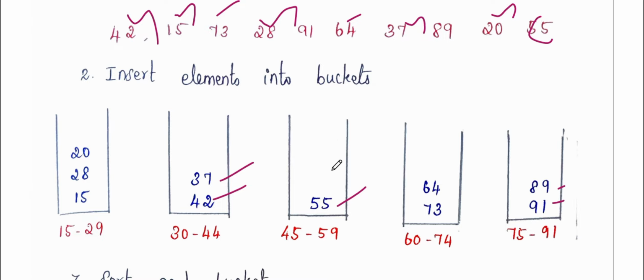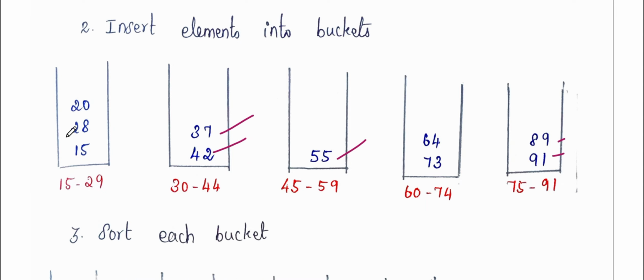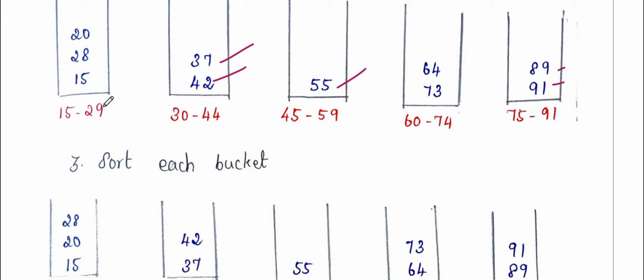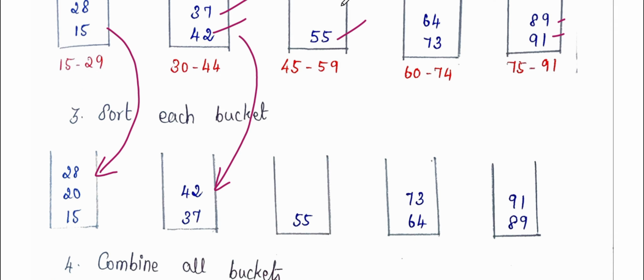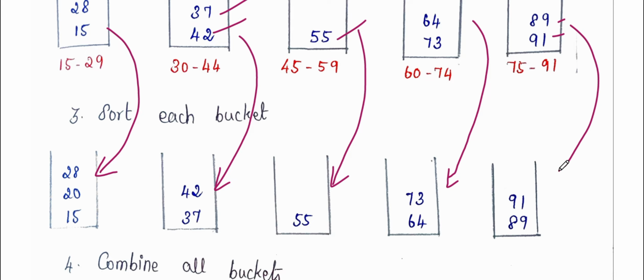So first we create the buckets. Each bucket contains some ranges, and based on the ranges we insert the elements into the particular buckets. Then sort each bucket in ascending order, smallest to largest value. So 15, then 20, then 28. Here first 37 and then 42. Only one element is there in the next, no problem. Here 64 and 73. Here 89 and 91.